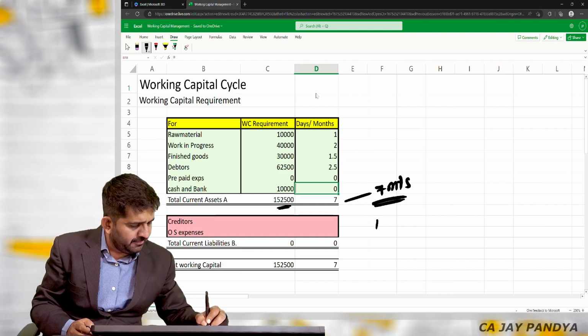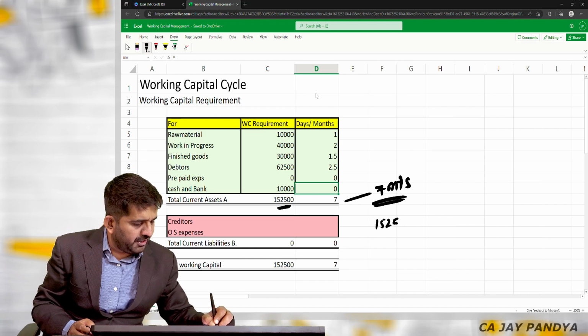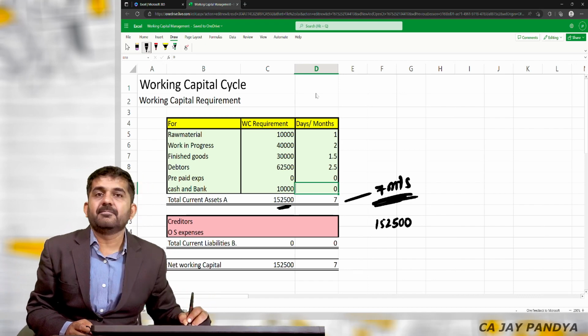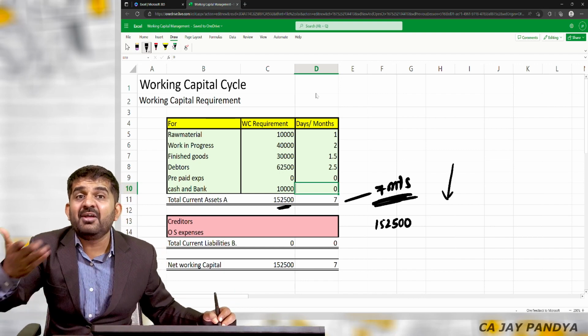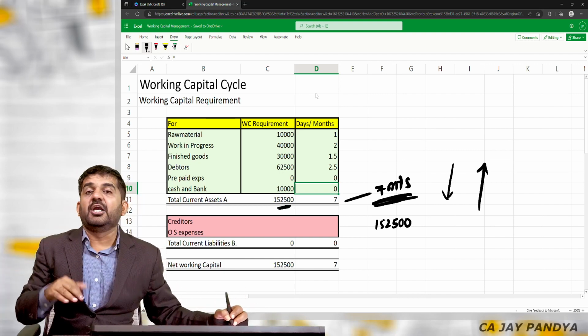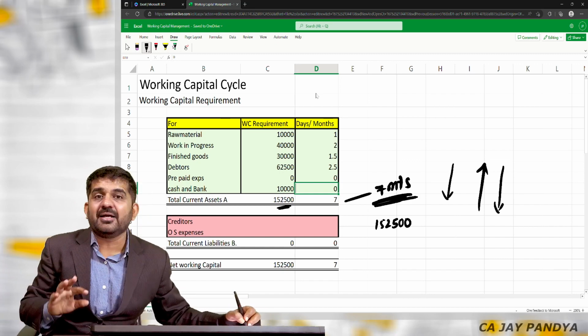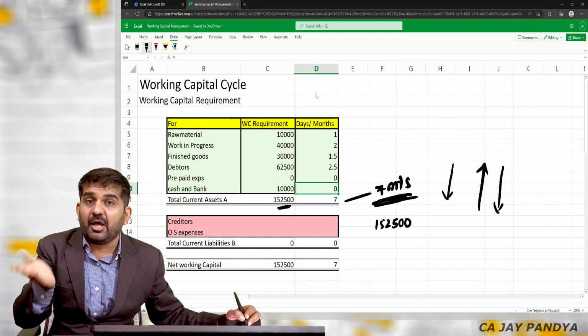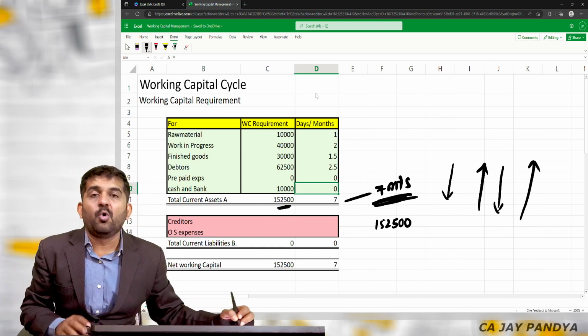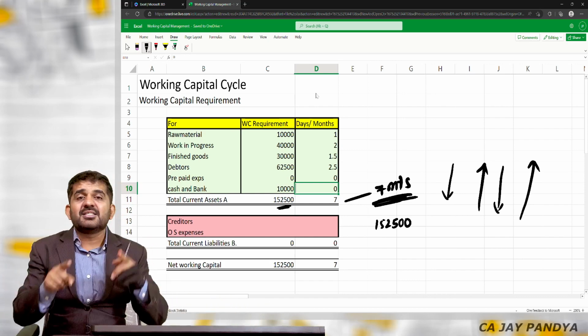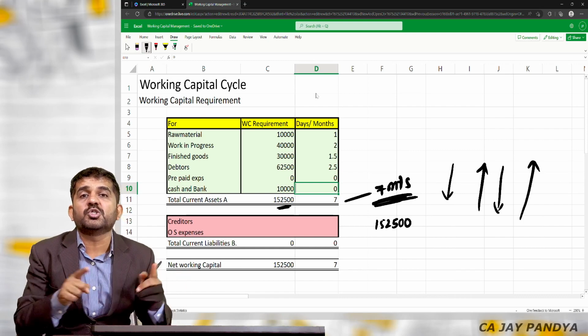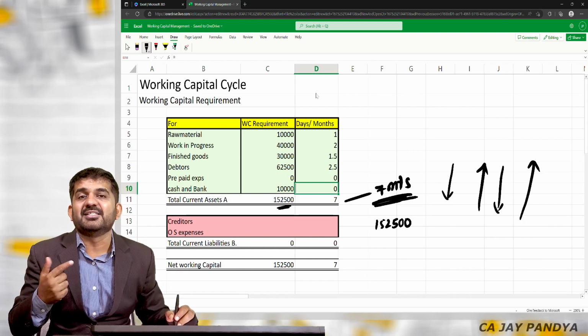See what is happening? I am investing 152,500 for 7 months. Again I will receive this money back. Again I will have to do manufacturing, so again it will go out, again it will come back because I am selling my goods along with profit. Again it will go out because I'll have to purchase raw material and start manufacturing. This is a cycle, a continuous process. So this money is never recovered.